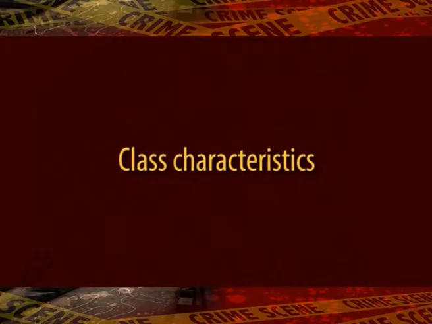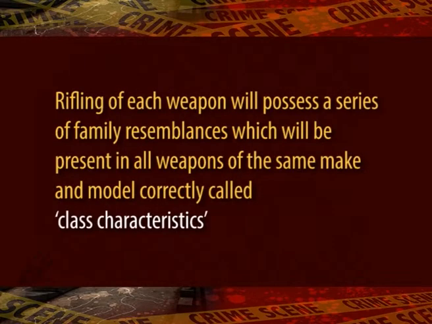Class characteristics. The rifling of each weapon will possess a series of family resemblances which will be present in all the weapons of the same make and model, correctly called class characteristics. They relate to the number of lands and grooves, their direction of twist, the inclination of twist and width. Whilst these dimensions can be extremely useful in identifying the caliber, make and model of the weapon which fired a particular bullet, they cannot be used to individualize the weapon.